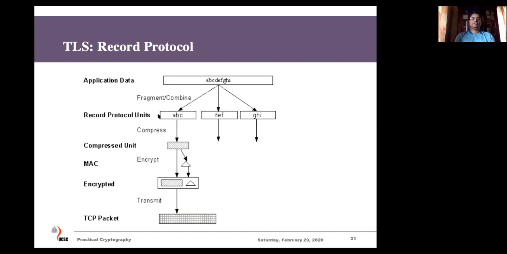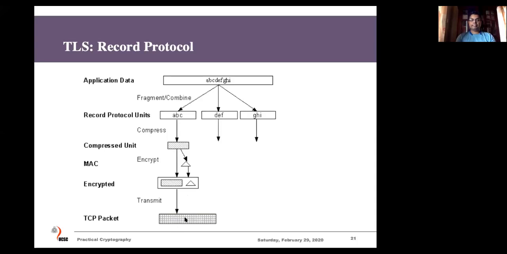After we get that protocol unit, the first operation we do on that data is compression. So we compress this data and get the compressed data of the protocol unit. Then for this compressed unit, we calculate the hash of that data. We put that hash and this compressed data together and encrypt it with the session key we established. This encrypted data will be passed to the TCP layer.